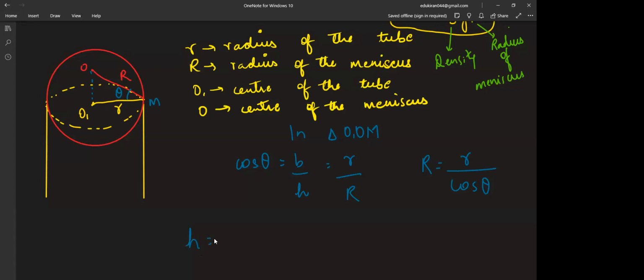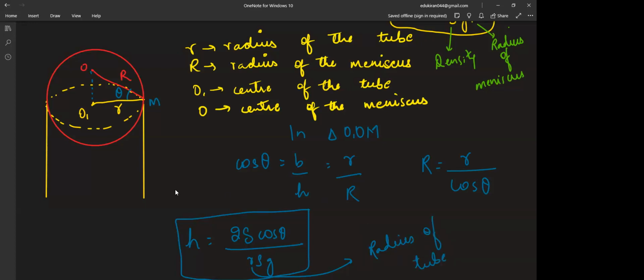Now let's put this value here. So the height of the meniscus, this is the common formula which is used: 2S cos theta goes up and you have r rho g in the denominator. Now this small r that we are writing is the radius of the tube. Most of the questions asked in the exam are based on this formula. Cos theta will be there. Rarely do you have a question based on the radius of the meniscus. The radius of the tube is only given.